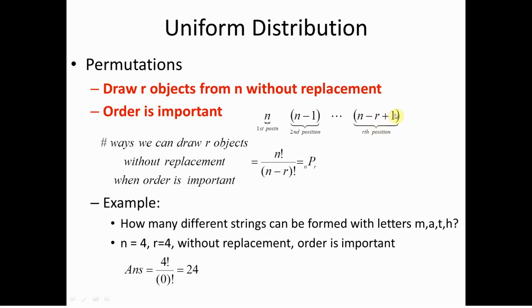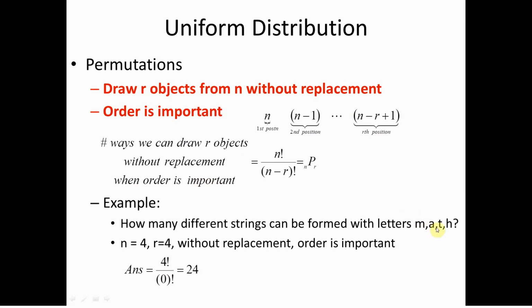And notice if I multiply this by (n minus r) factorial, I'll end up getting this quantity right here, which is sometimes read as n permute r. We use this symbol sometimes. And this is the number of ways we can draw our objects from n without replacement where order is important. I'll give you a simple example of how this works.